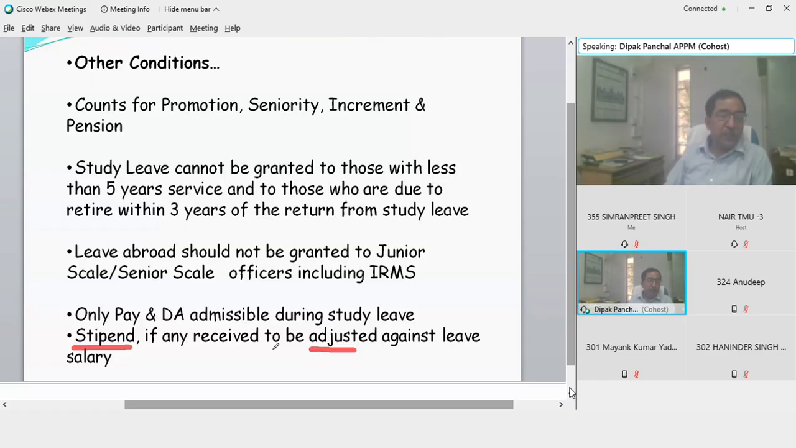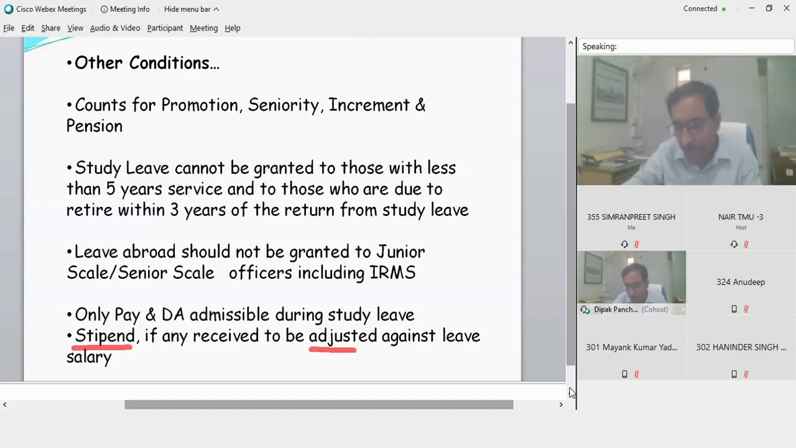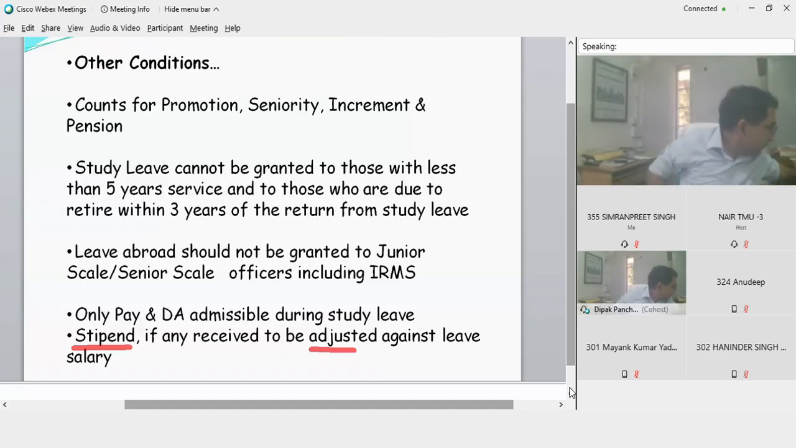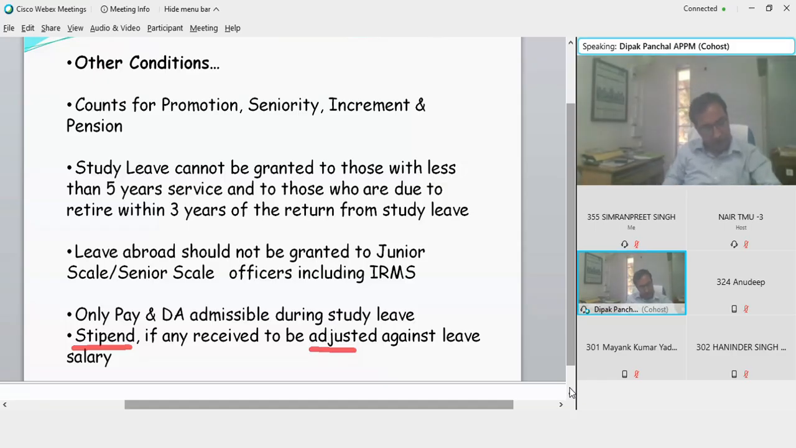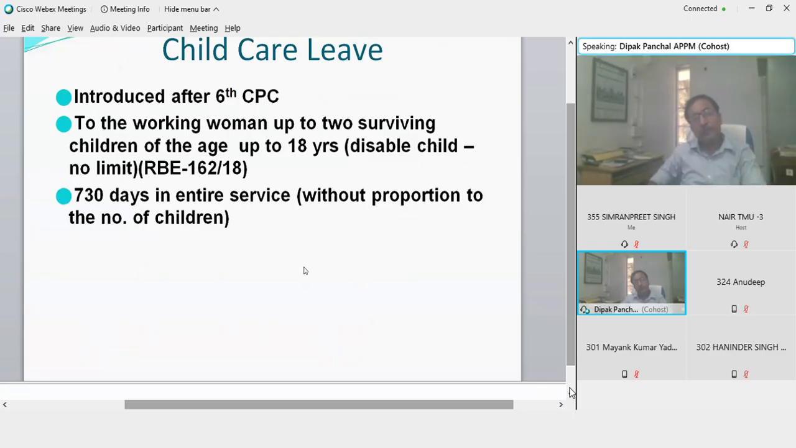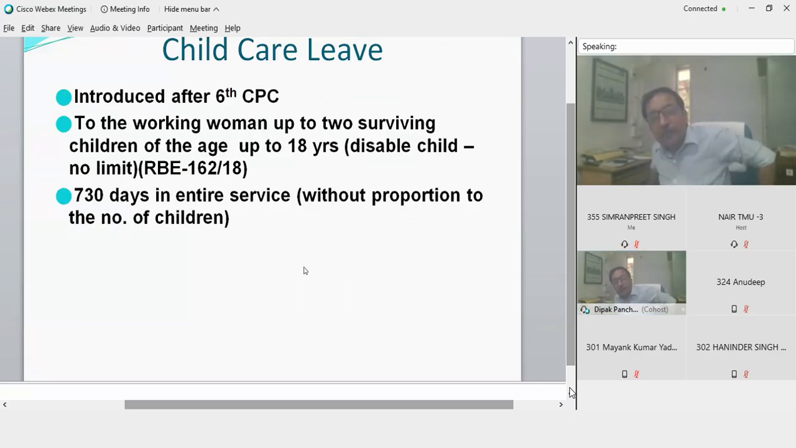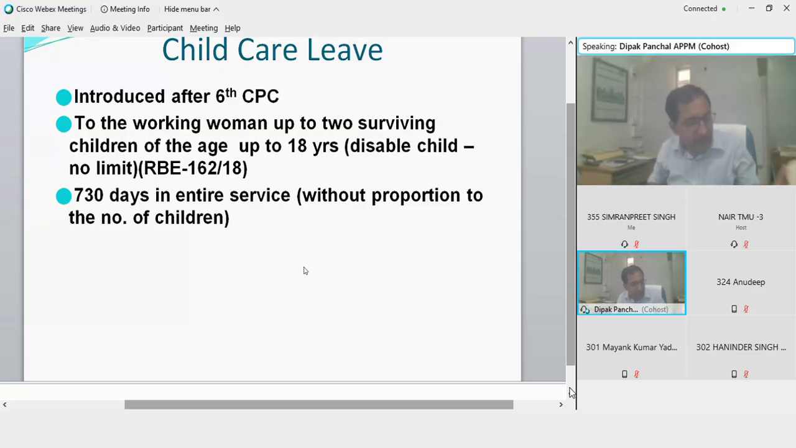Now only one special leave is remaining, that is childcare leave. This leave was introduced by the 6th Pay Commission for the benefit of working women.